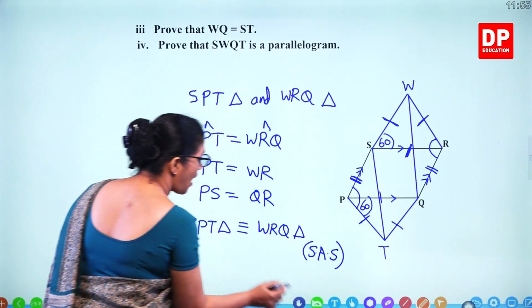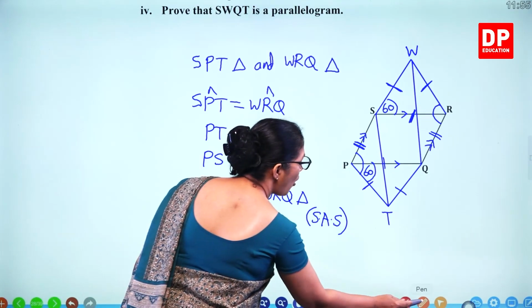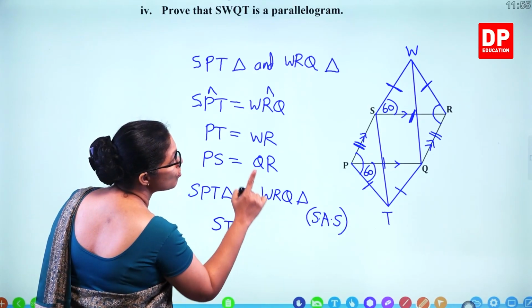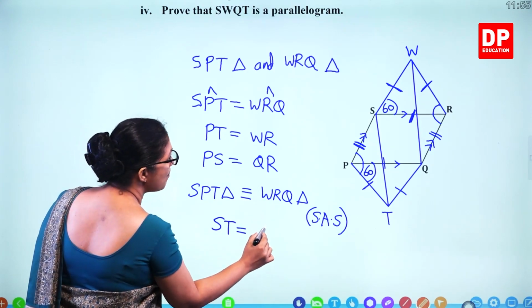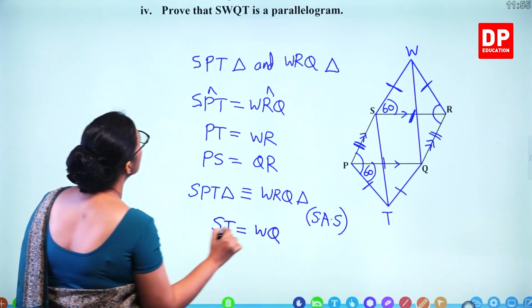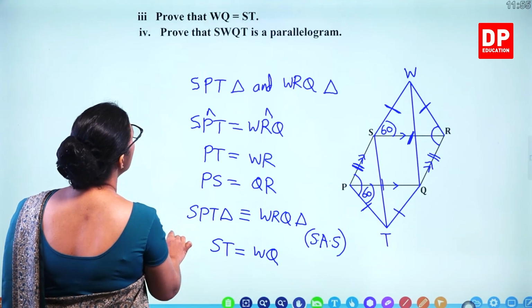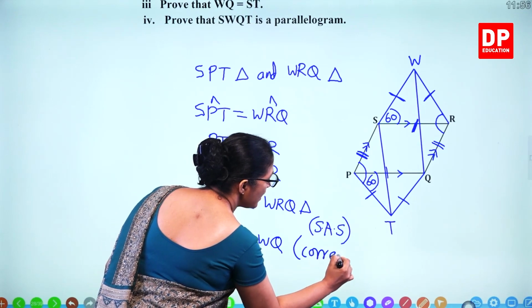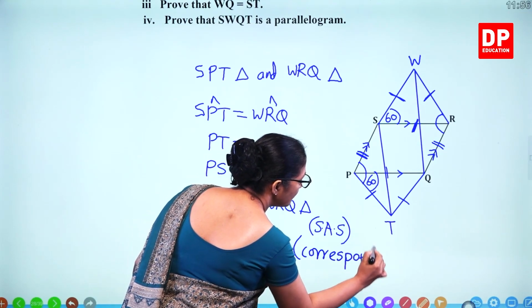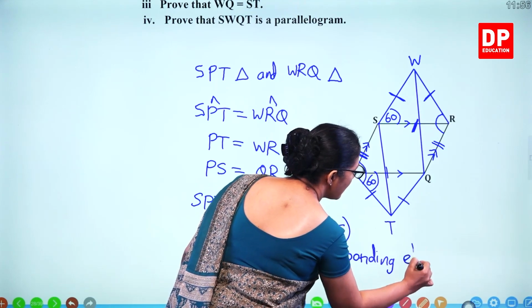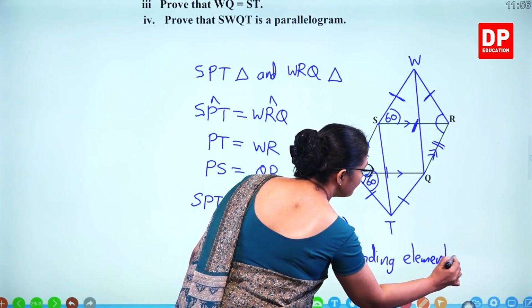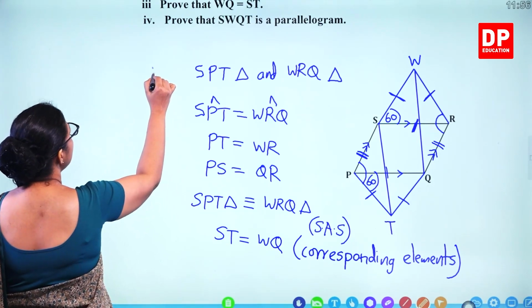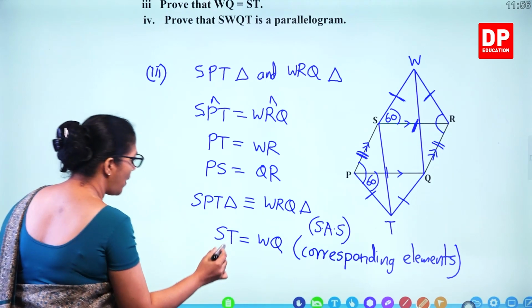If the two triangles are congruent, corresponding elements: opposite to this angle is ST, opposite to the same angle is WQ. So we can say ST equals WQ because corresponding elements are equal. So that's the third part, and we'll try to do the fourth part.